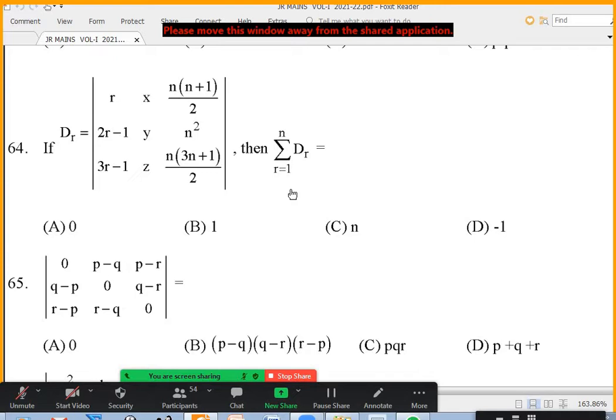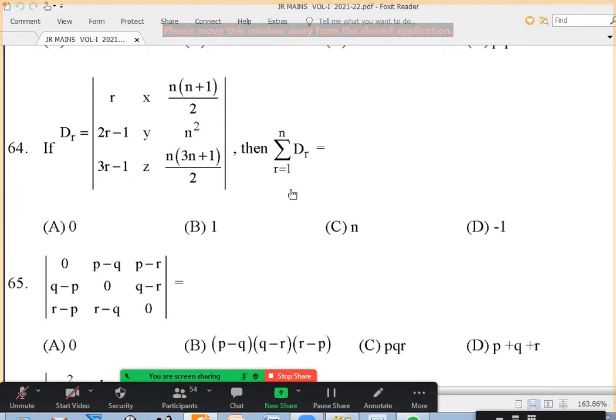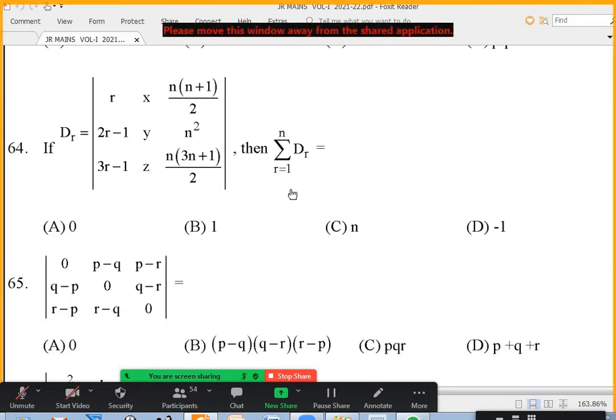Sigma r equal to 1 to n. The r-th row is given as r, 2r minus 1, 3r minus 1; x, y, z; and n(n plus 1)/2, n squared, n(3n plus 1)/2.